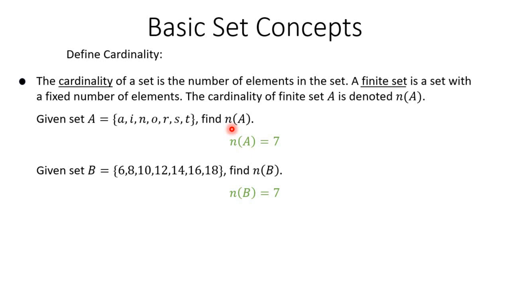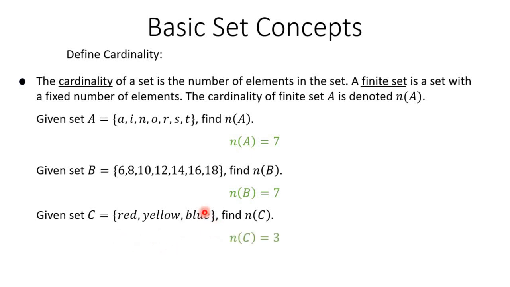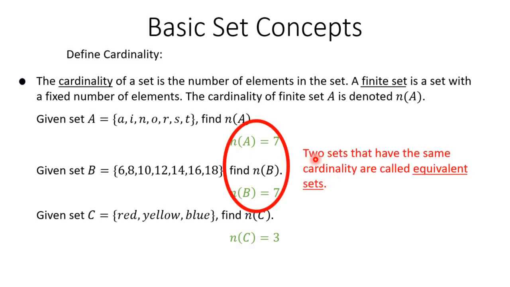All right, last set on this page at least. Set C, the set of the basic primary colors. This set has 1, 2, 3 elements, the 3 colors red, yellow, blue. So the cardinality of that set is 3. Now you notice that set A and set B have the same cardinality. There's a name for that. Two sets that have the same cardinality, or the same number of elements, are called equivalent sets.